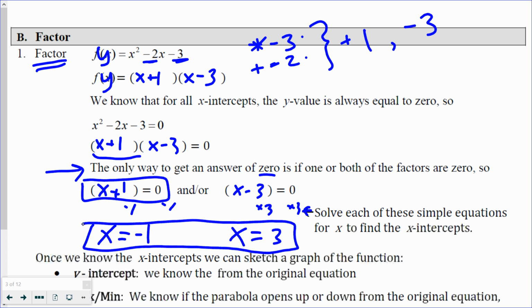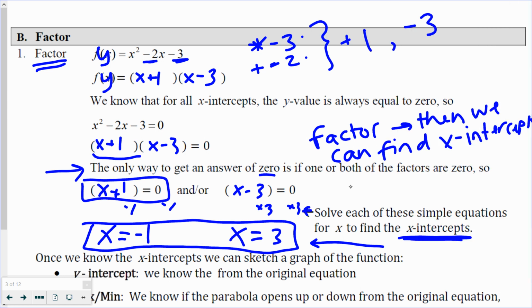the x-intercepts. So if we can factor, then we can find the x-intercepts from that by setting equal to 0. Sorry, I know that's kind of running out of room.